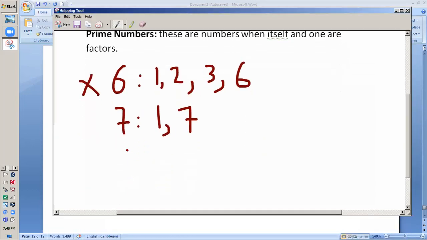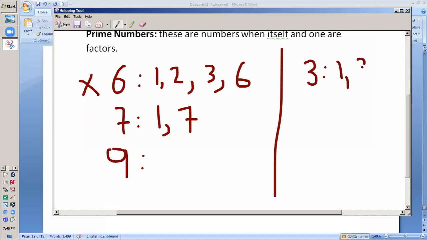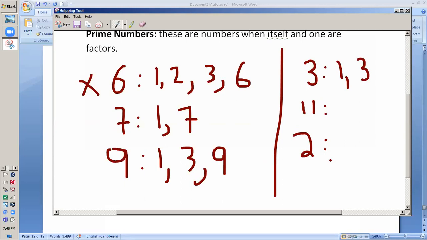What about 3? 3 is also a prime number, because only 1 and 3. What about 9? Is 9 a prime number? No, it's not, because you have 1, 3, and 9. 11 is a prime number. Is 2 a prime number? Yes. As a matter of fact, it's the only even number that is a prime number.